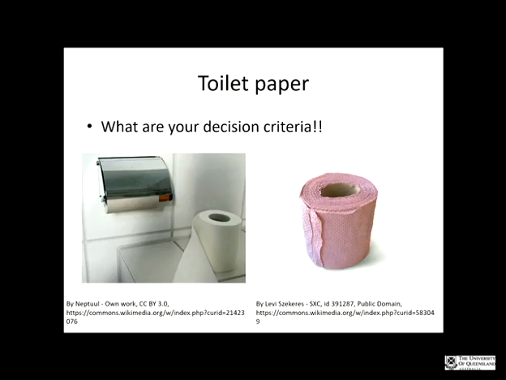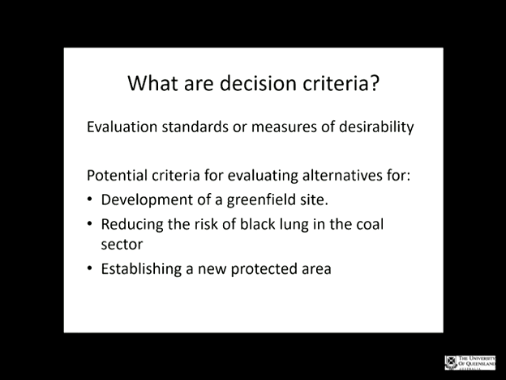So you can see even with something as simple as toilet paper, we've got a diversity. Well, students are going to say price, and then you might have a diversity in terms of other criteria under that. And so once we get to a more complex public decision, think about how much larger, more complex that decision criteria is.